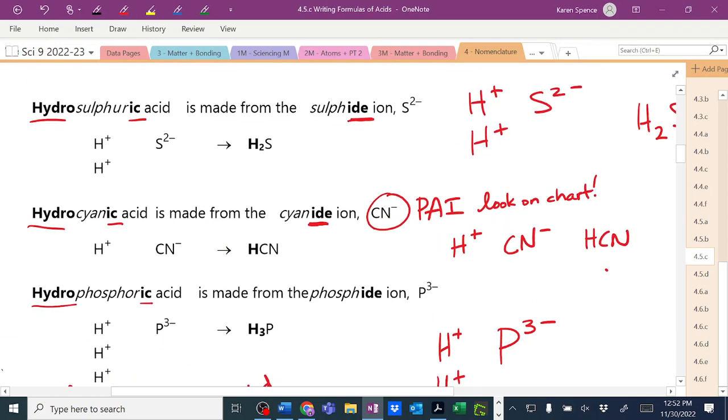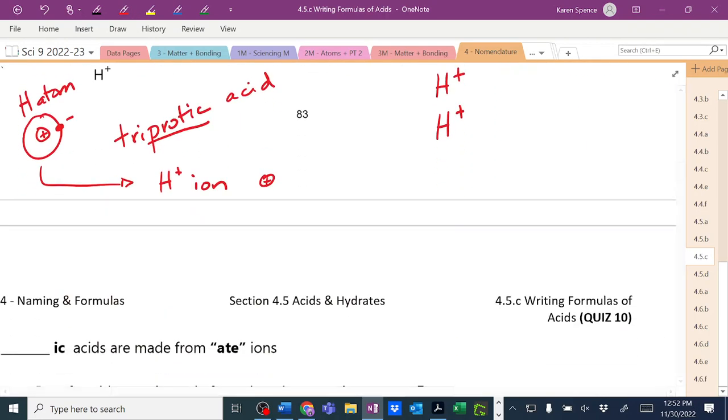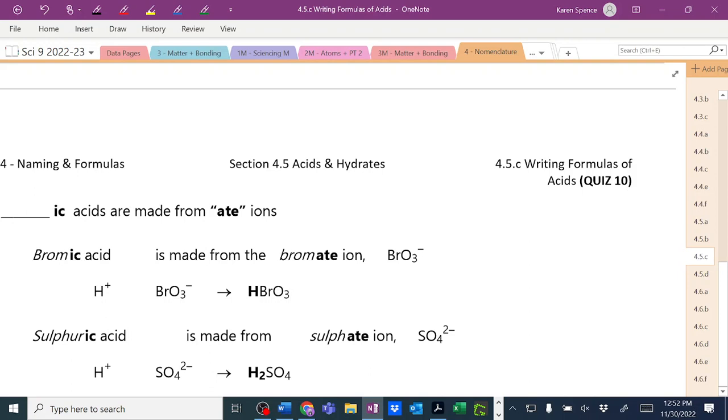This would be a monoprotic acid because it only has 1. And this would be a diprotic acid because it has 2. But you don't need to know that. That's grade 12. I don't even know why I mentioned it. I just got excited for a minute. I'm sorry. Okay.